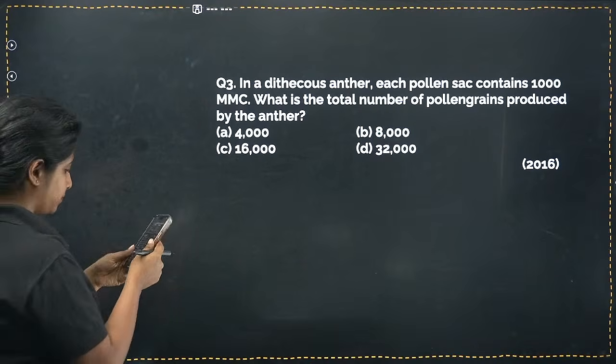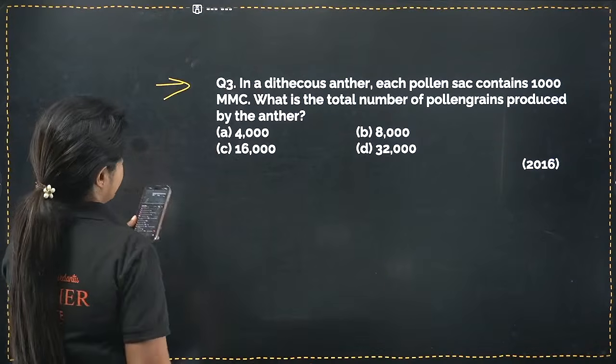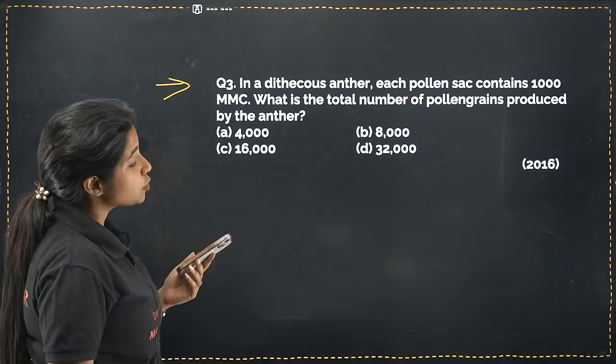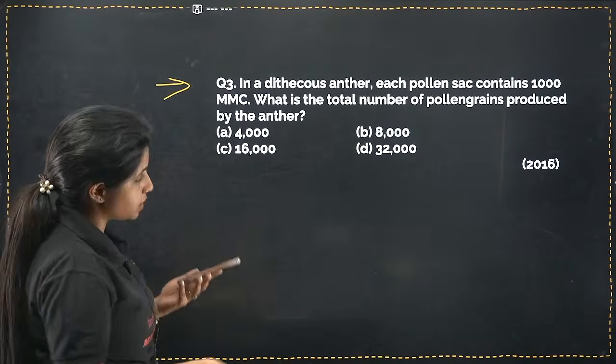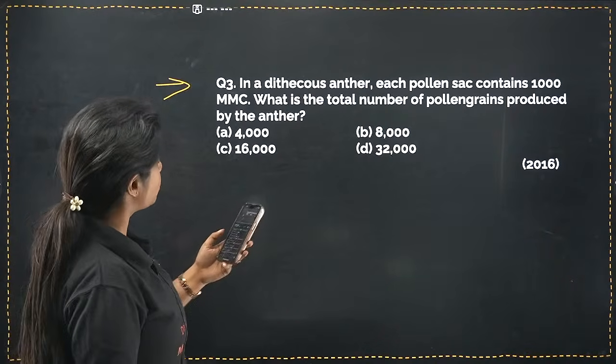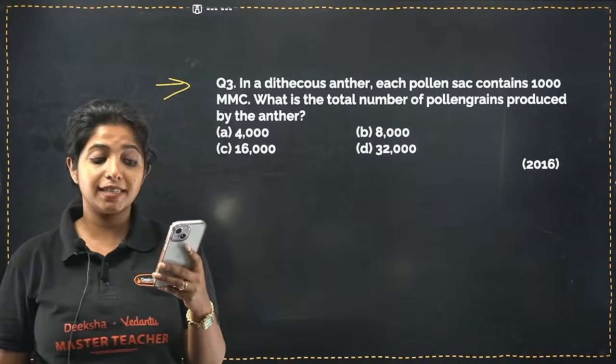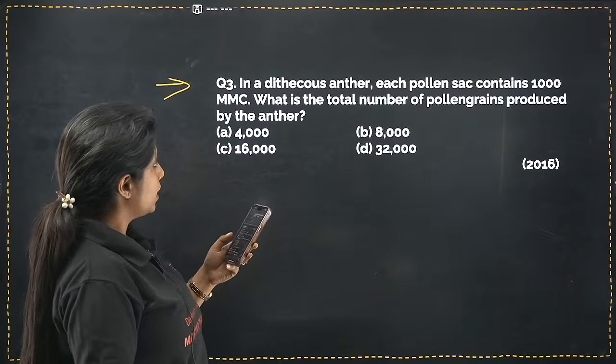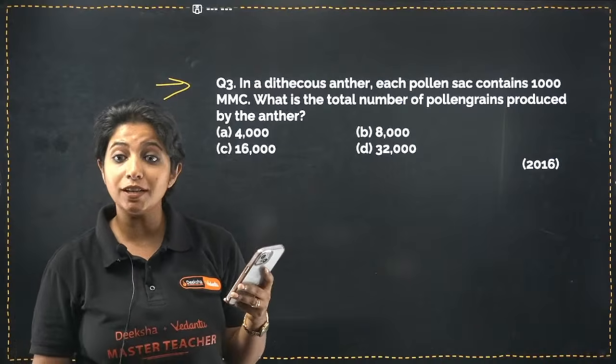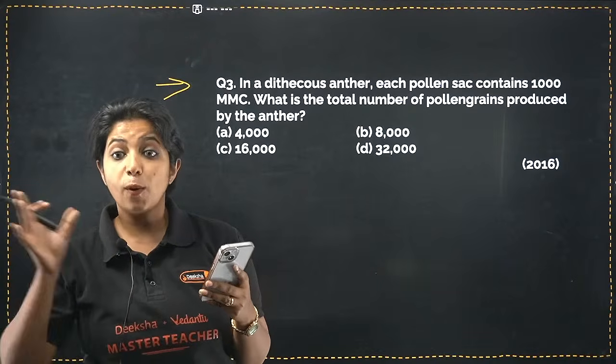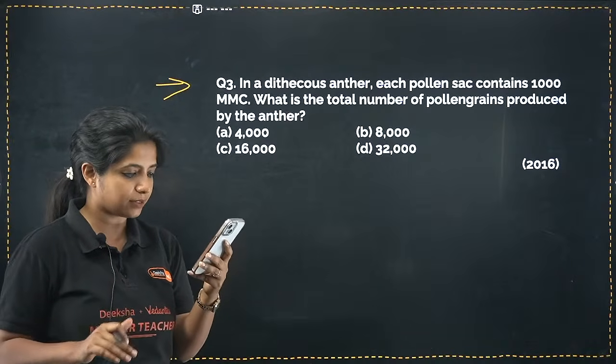Question number 3. It goes like this. In a dithecous anther, each pollen sac contains 1000 MMC. What is the total number of pollen grains produced by the anther? What do you think is the answer for this particular question?